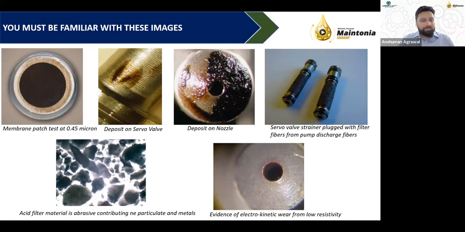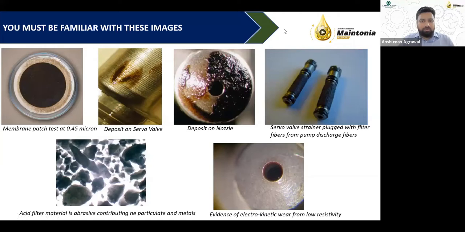Like the first one is a membrane patch, which is testing the amount of varnish or sludge deposit in your fluid. So did you come across such pictures earlier? Or probably if you have serviced some servo valve, could you find some of these brownish arrangements or brownish impacts on your servo valve surfaces? Did you ever find these sludgy deposits on your nozzles of the various valves or injectors?